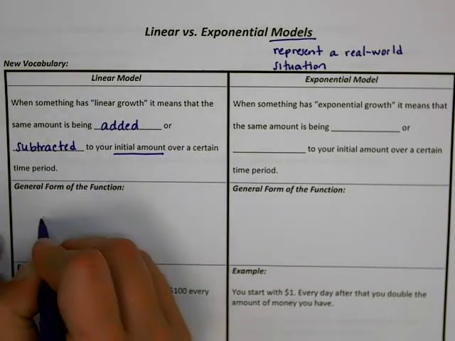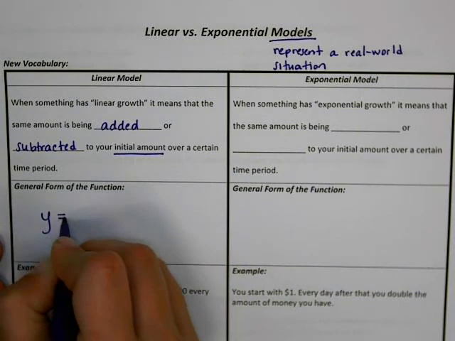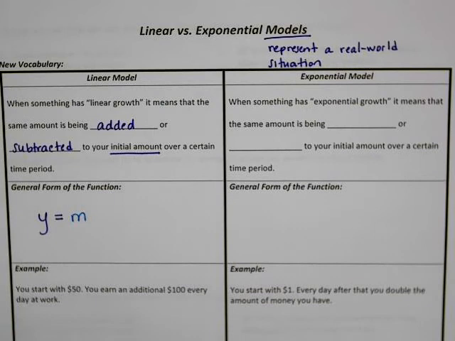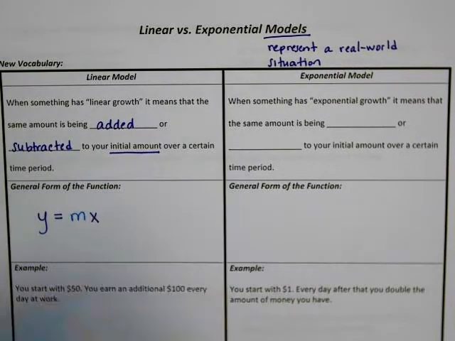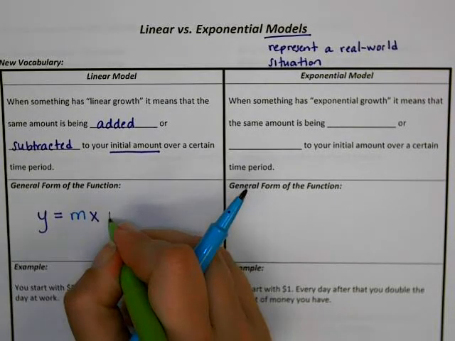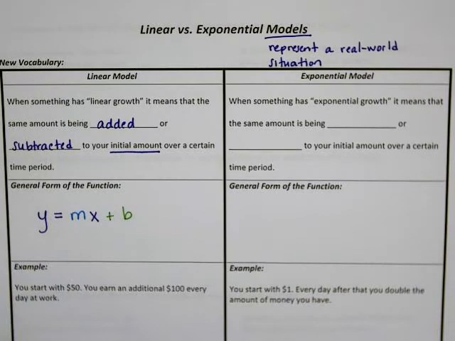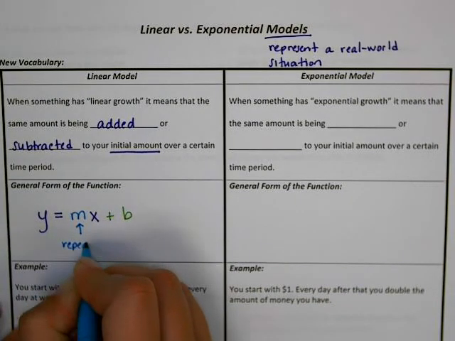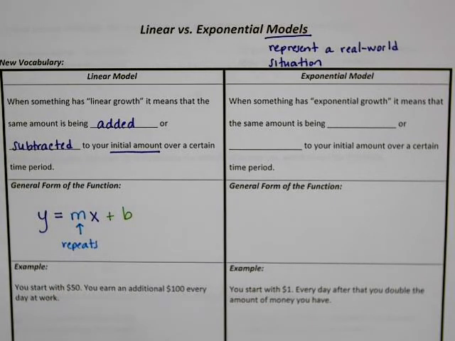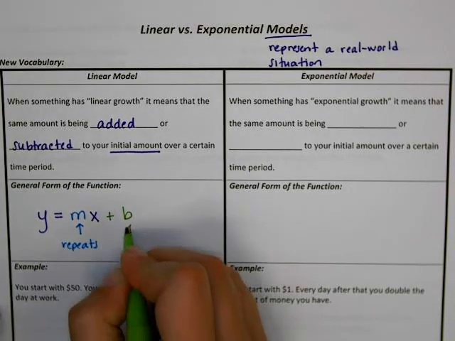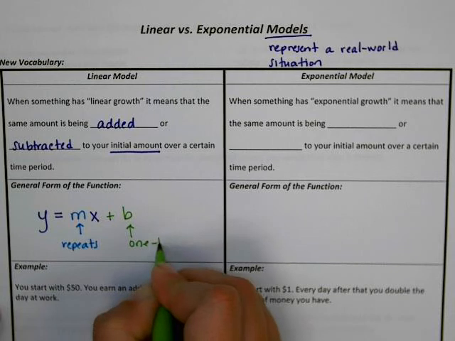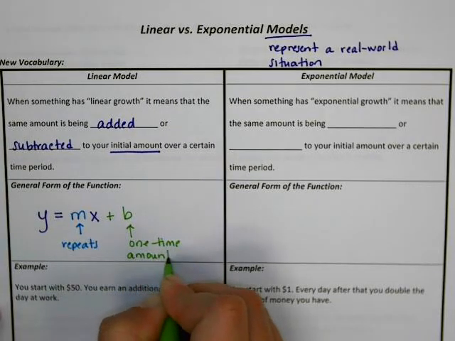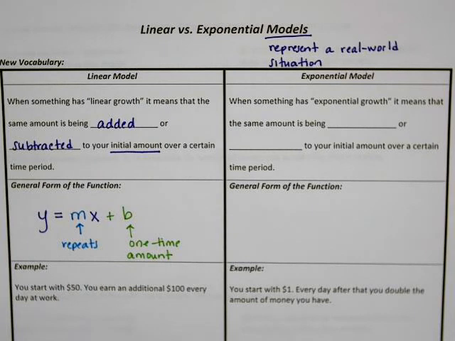So the general form of this function would be y equals mx plus b, where m is the slope and it repeats in the problem multiple times, and the b is the initial value, and that's a one-time amount. Hopefully this sounds familiar because it is something that we've actually learned before.